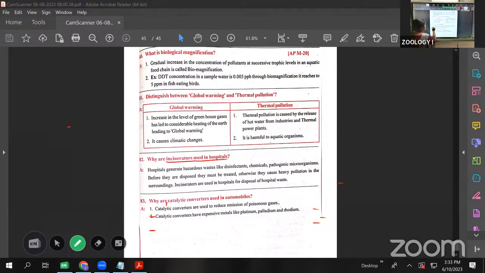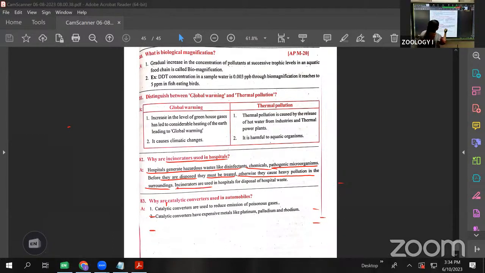Here, hospitals are generating hazardous waste like disinfectants, chemicals, and pathogenic microorganisms. Before they are disposed of, they must be treated. Otherwise, they cause heavy pollution in the surroundings. First, we treat them, whether poisonous or not poisonous. Otherwise, they can increase the pollution in the surroundings.